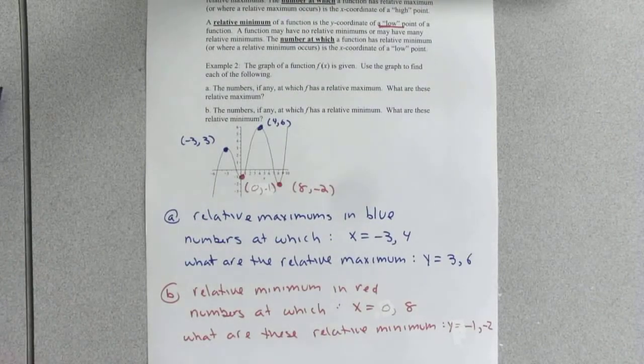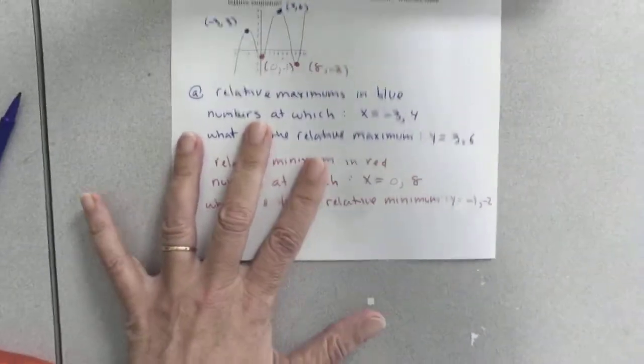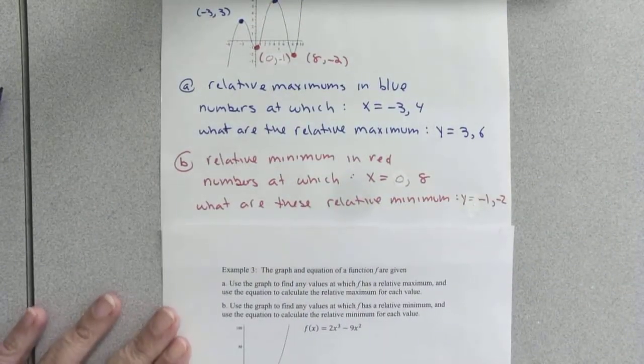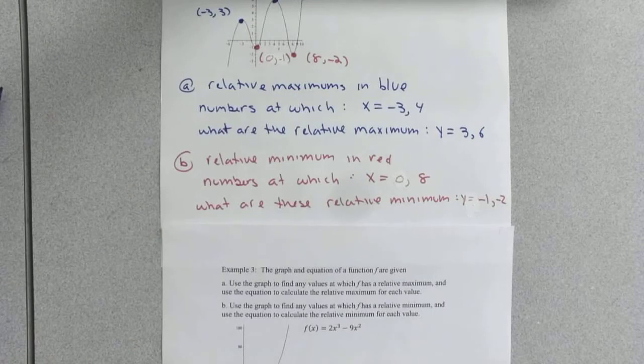Okay, continuing on with that concept, relative maximum, relative minimum. The graph and equation of a function f are given. A, use the graph to find the values at which f has a relative maximum and use the equation to calculate the relative maximum value. B, same thing, relative minimum. So A, maximum.